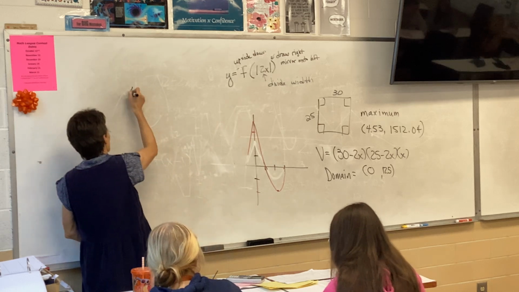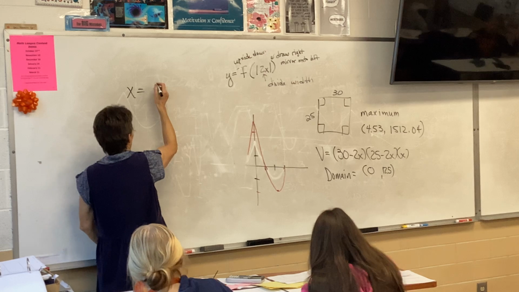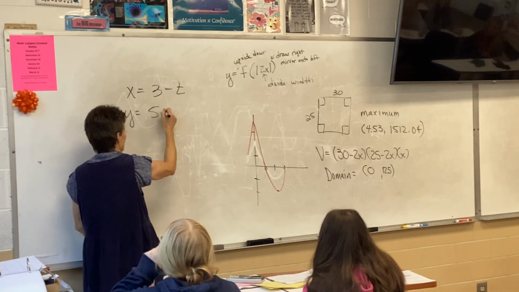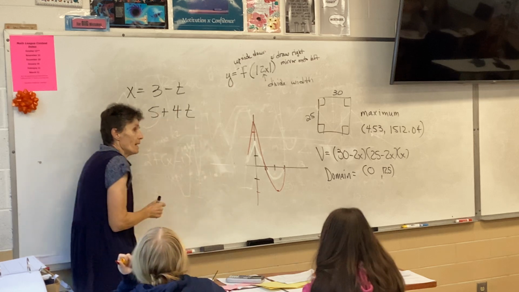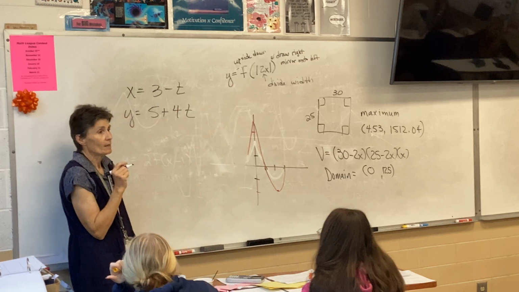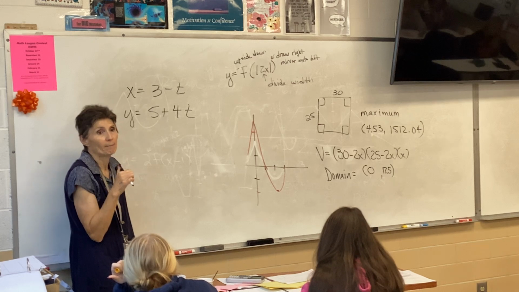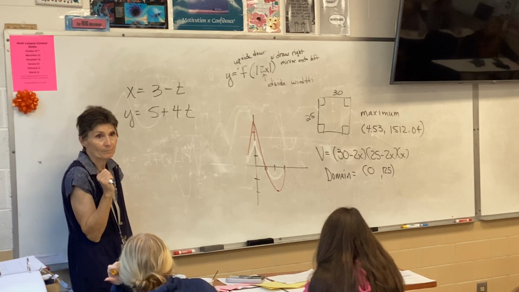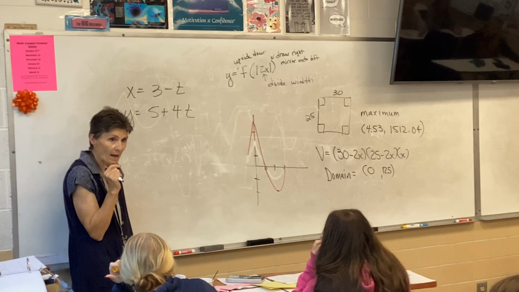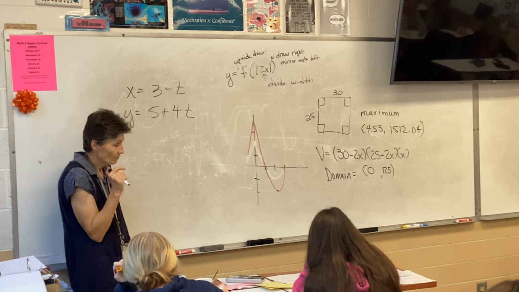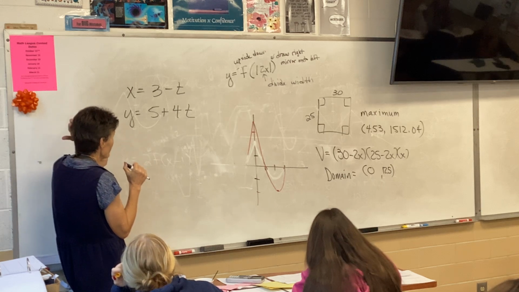x equals 3 minus t and y equals 5 plus 4t. And the directions say, write the direct algebraic relationship between x and y. And we know that means get rid of t. So how shall we do that?